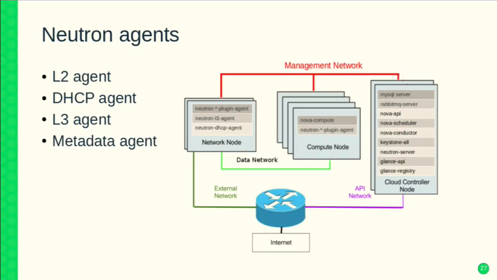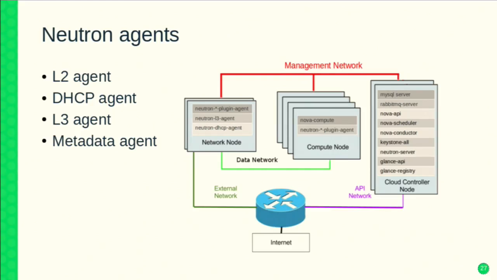And this node is also connected to the external network, so to expose the cloud to the external world. So let's describe a bit. Neutron has a few agents. Let's describe a bit what they do.